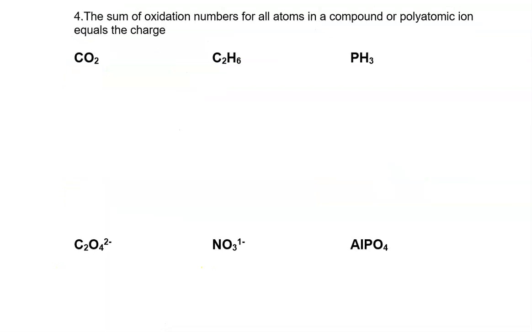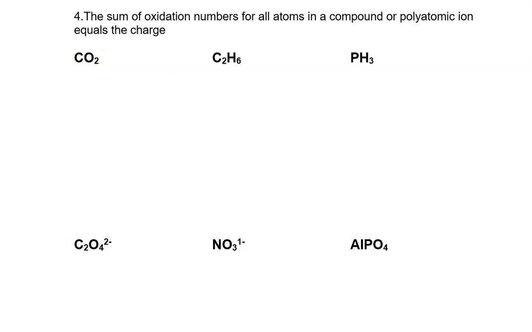Finally, the last rule is basically that the sum of the oxidation numbers, oxidation states, for all atoms in a compound or polyatomic ion equals the charge. So we're going to do some simple algebra, and the answer to the sum of all the oxidation numbers will equal the charge. Each atom of each element has its own oxidation number. There is no oxidation number for a group of things. A molecule here does not have an oxidation number. A polyatomic ion doesn't have an oxidation number.